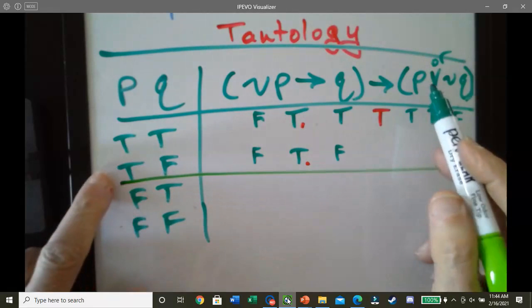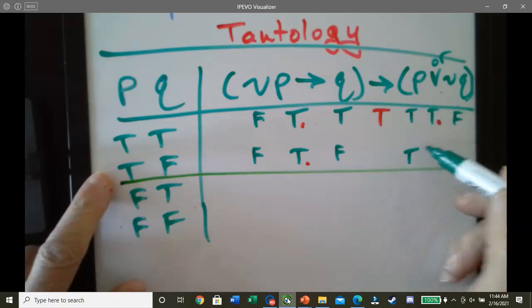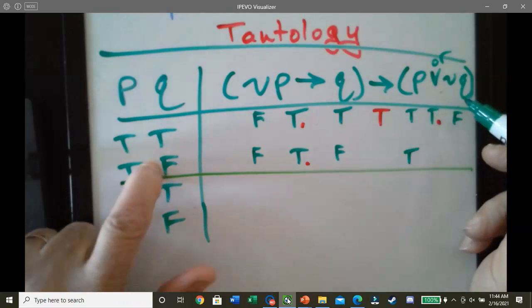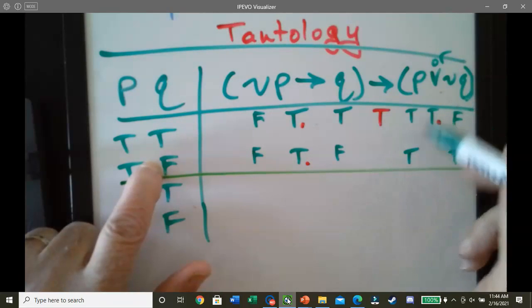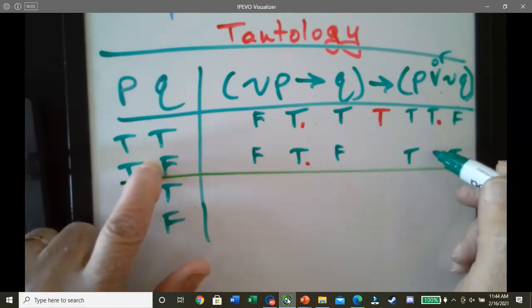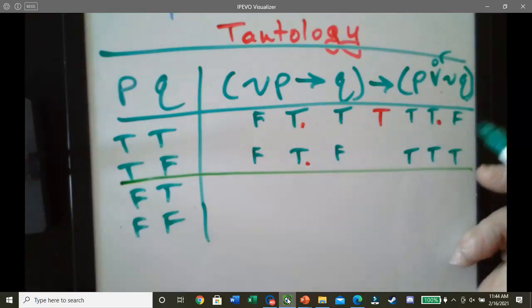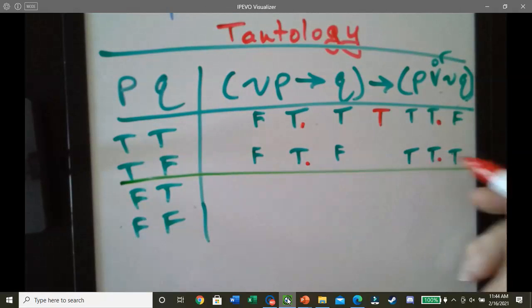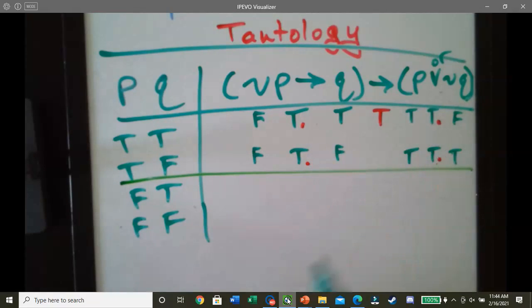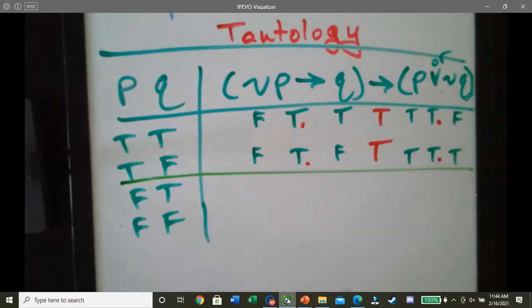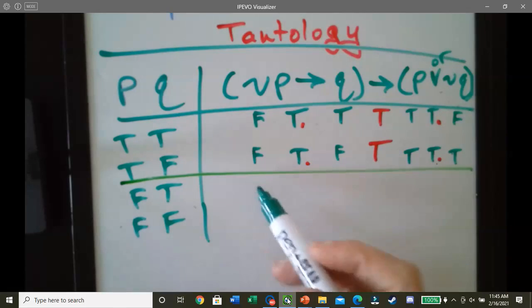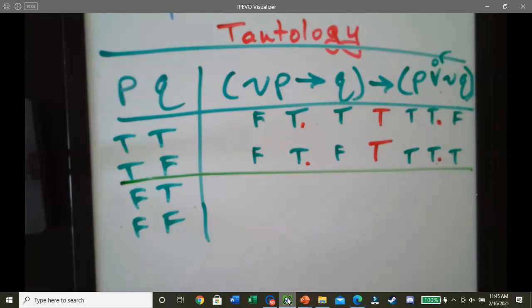Okay, so P is true, not Q. If Q is false, then not Q is true. Good. So true or true, that's easy. That's a true. So now we're saying if true, then true is true again, right? That's an easy one. Okay, try the next line on your own. Go ahead and try that.